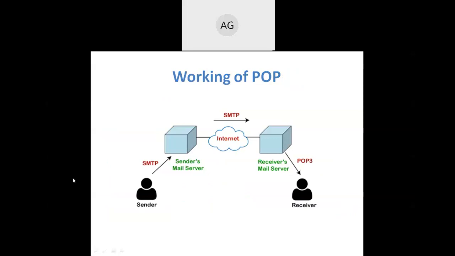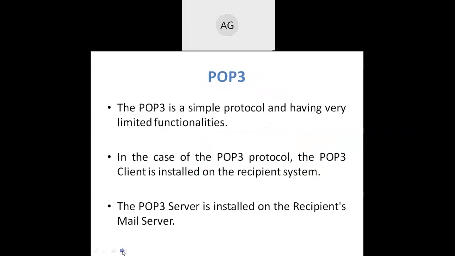Now the next topic is working of POP. So this diagram we already discussed when we studied SMTP. As you can see here, POP is basically used at the receiver's end. So it is basically used between the receiver's mail server and the receiver. The popular POP protocol version which is used is POP 3. So first we are going to discuss this POP 3 protocol. So moving to the next slide.